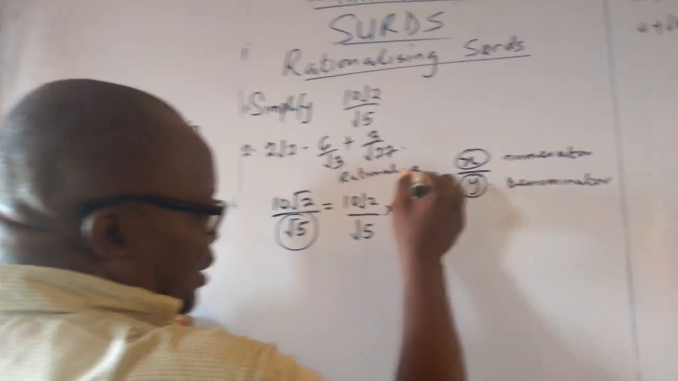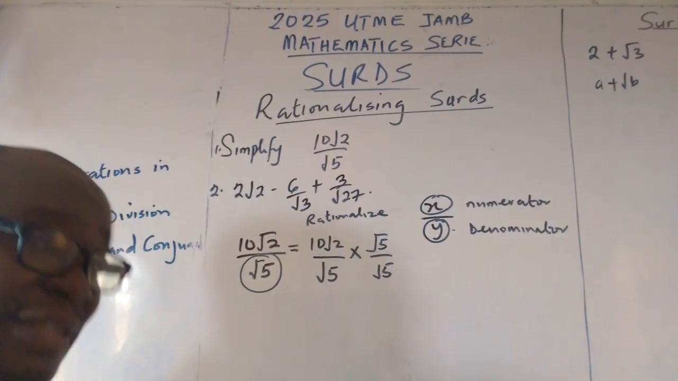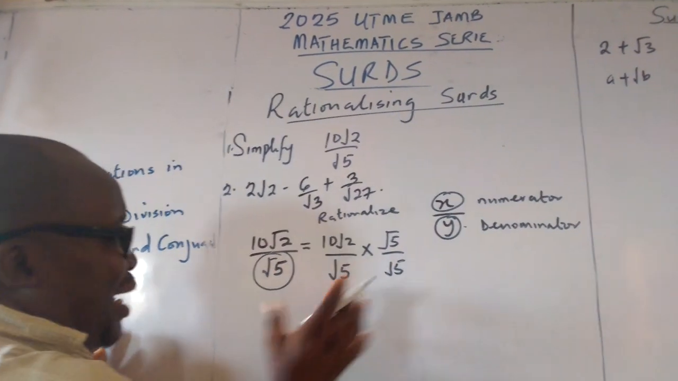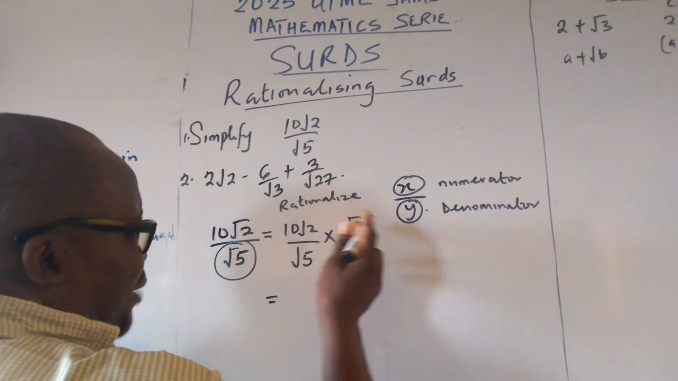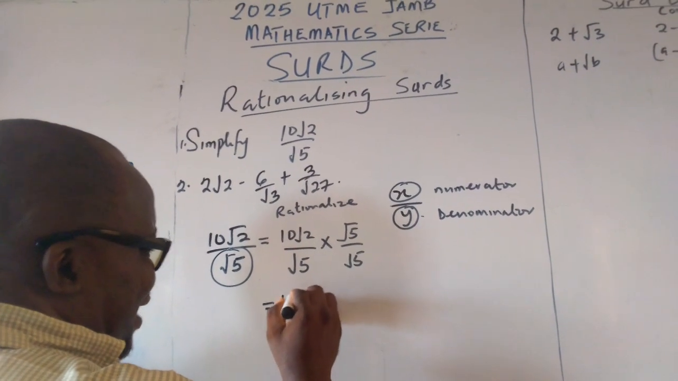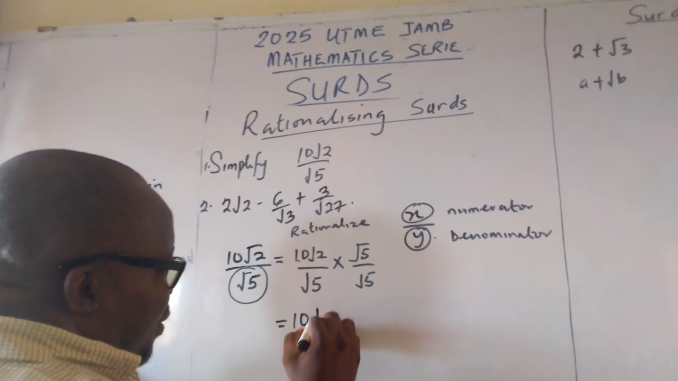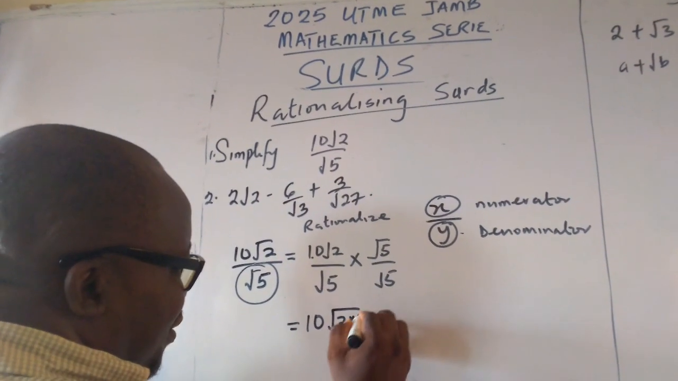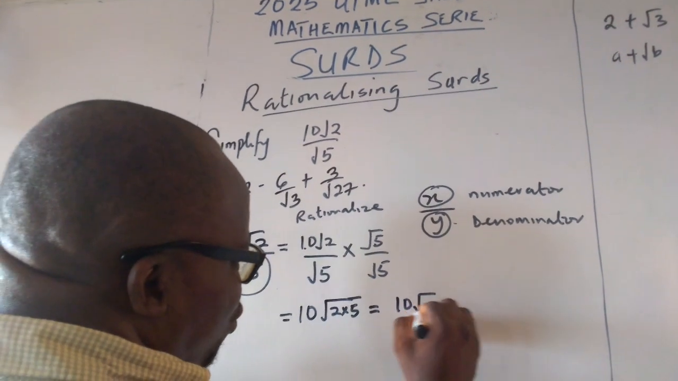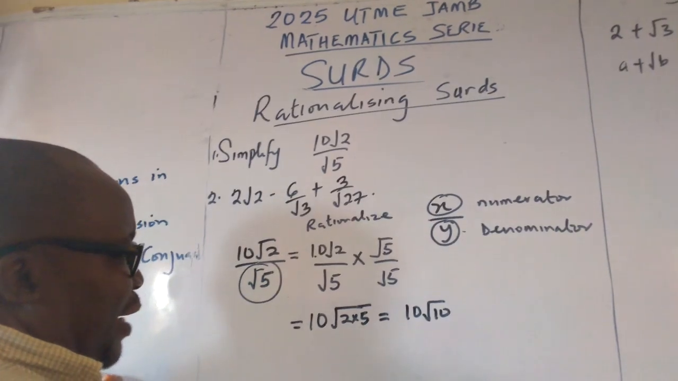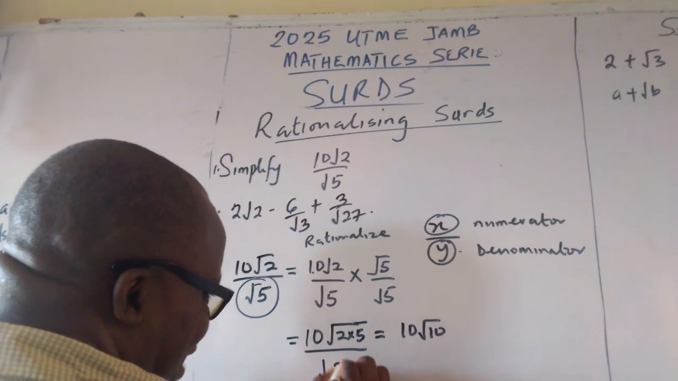You know root 5 over root 5, if I cancel it, it's like I'm using 1 to multiply. And when you multiply by 1, you still remain the same way. So when I do that, I have rationalized. Then what I will have will look like this: 10, root 2 times root 5 will give me root 10. My numerator becomes 10 square root 10, while my denominator becomes square root 25.